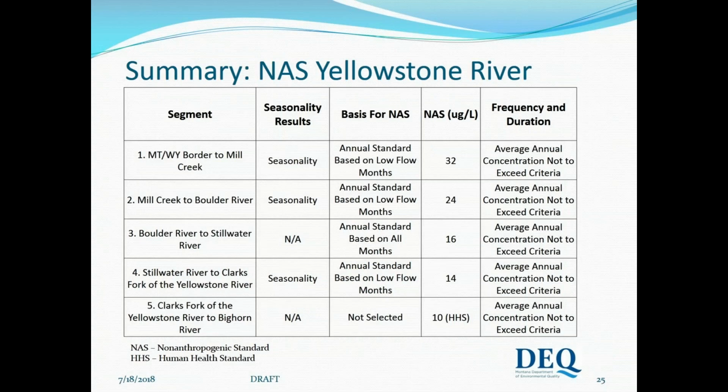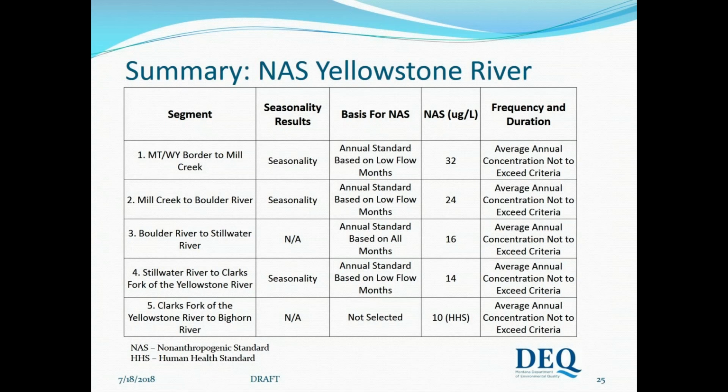Okay, so we did histograms and seasonality tests for segments 2 and 4 as well, and their hydrographs looked quite similar, and seasonality was the result. So we were able to do an annual standard based on the low flow months for segments 2 and 4. And so that number was 24 for segment 2 and 14 for segment 4. As we said, for segment 3, there weren't any discharges, so we just defaulted to a standard of 16 based on all 12 months.